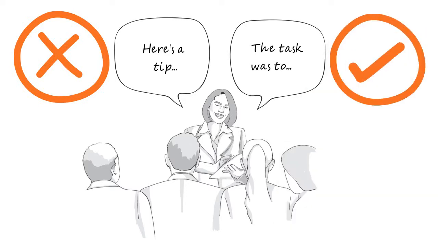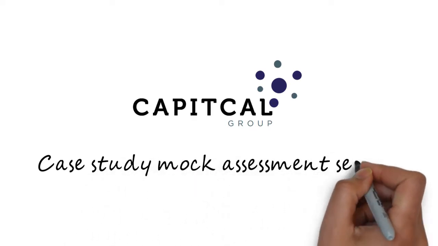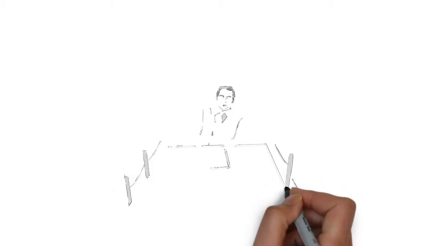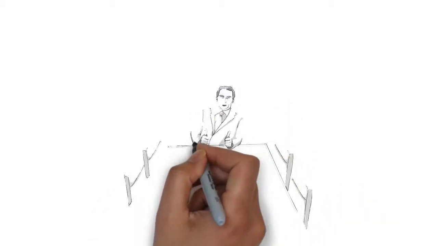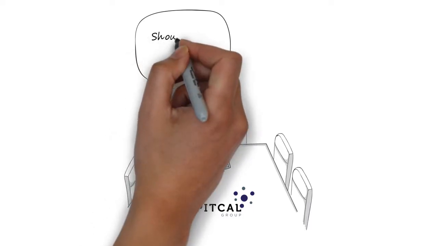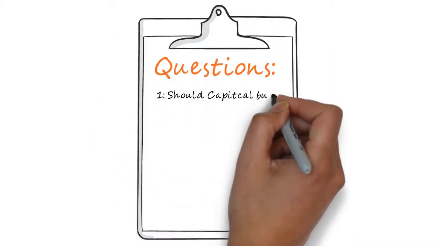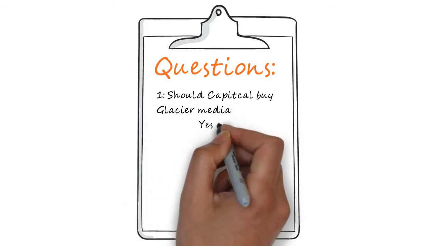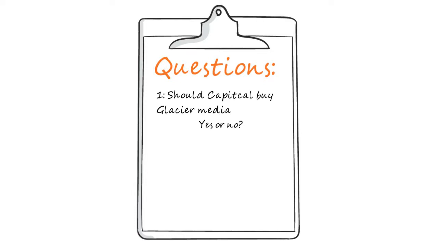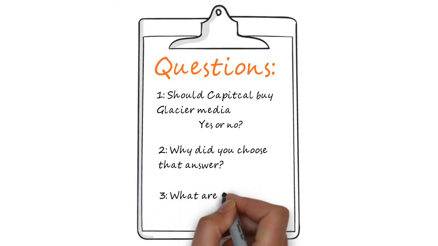This video will give you an understanding of how to run the CapIdCal case study mock assessment session. The task asks the participants to answer 3 main questions in order to help an eccentric media mogul, Sir Marcus Harper, owner and founder of CapIdCal, decide whether he should acquire a smaller company called Glacier Media. The questions the teams must answer are as follows. 1. Should CapIdCal buy Glacier Media? Yes or no? 2. Why did you choose that answer? 3. What are the risks?